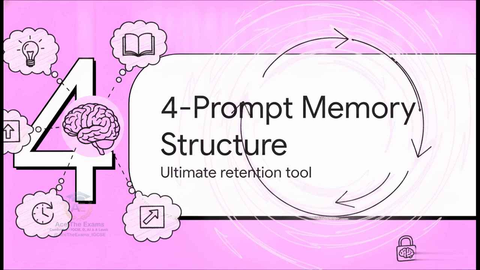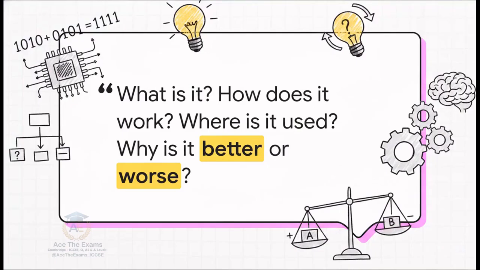This brings us to Section 4, the 4-prompt memory structure. If you struggle to recall information under pressure, this is your ultimate retention tool. I absolutely love this framework. Think of this as your cheat sheet recap. If you want a reliable memory structure for binary addition and overflow, or literally any topic in computer science, you just need these 4 prompts. What is it? How does it work? Where is it used? And why is it better or worse than an alternative? If you can answer these 4 prompts aloud right now, your knowledge is officially ready.